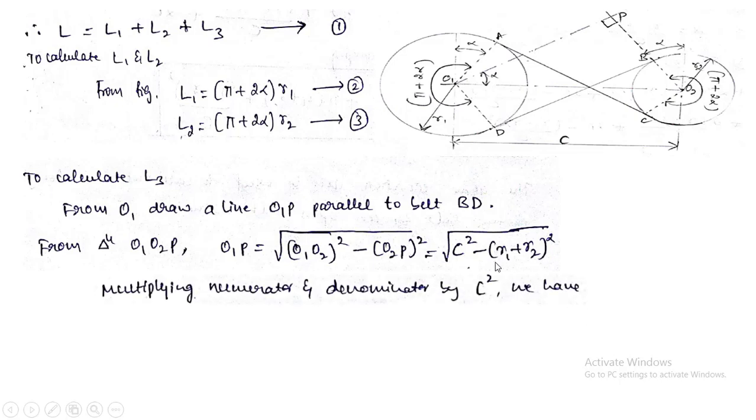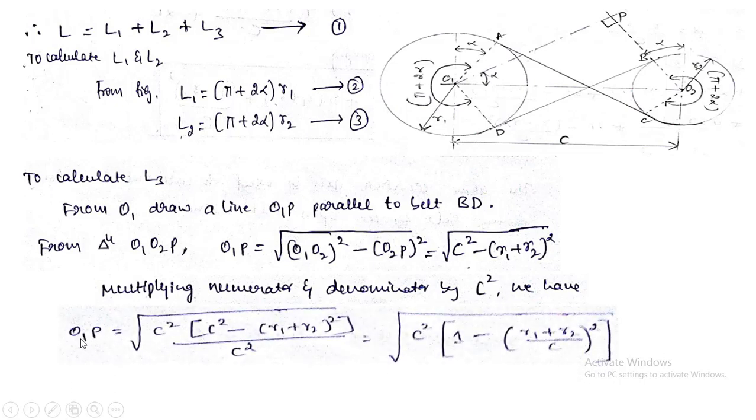Next, the procedure is the same as I said. We will multiply the numerator and denominator by C square. This term has to be multiplied and divided by C square. So next, if you divide that, we get an expression like this: O1P is equal to C square into, here again this is multiplied and divided by C square, and this term will remain as it is. Next, I will simplify that. This C square and this C square will get cancelled, becoming 1, and minus, when this C square moves to the denominator, it will become (R1 plus R2) whole square divided by C square. Instead of writing that, I will write it as (R1 plus R2 divided by C) whole square.